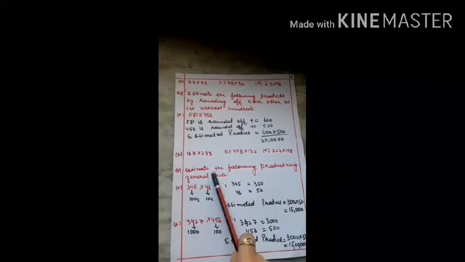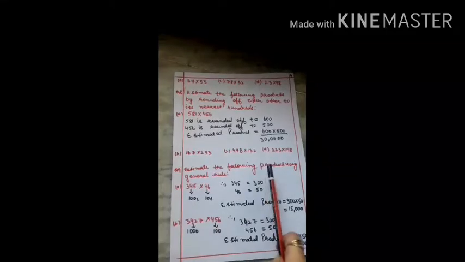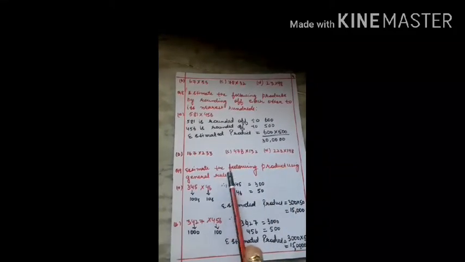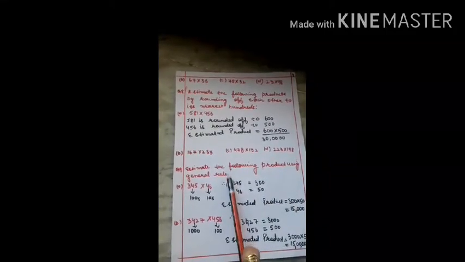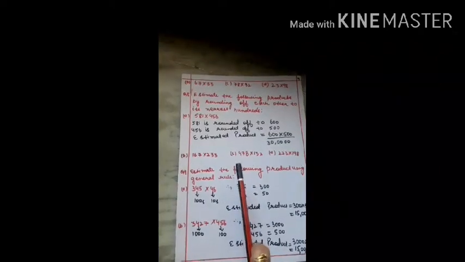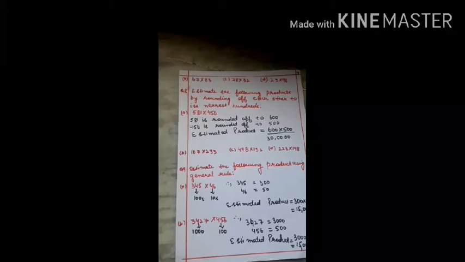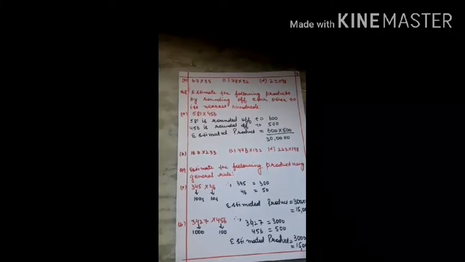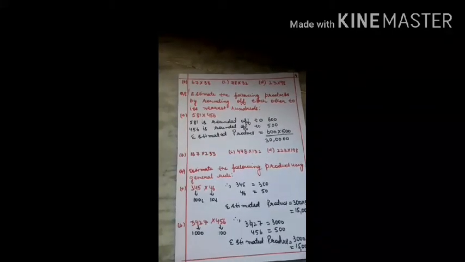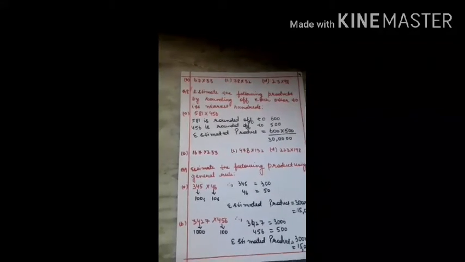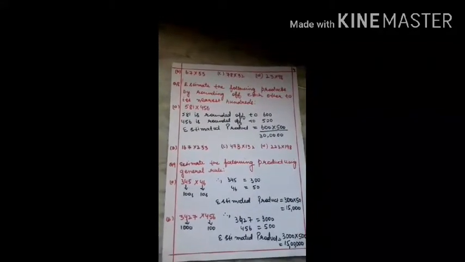Now, the main thing is to estimate the following product using the general rule. Class, what is the general rule? The general rule is this: nothing is given here about whether you have to round off to the nearest tens, nearest 100 or nearest 1000. It is not given to you. Now, it will be decided by you. You will round off according to how many digits the number has.